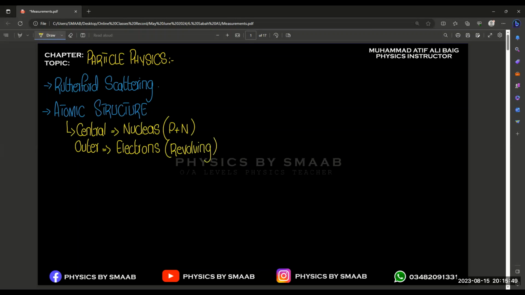So in atomic structure you need to know about this concept, and then you need to know about the charges. You know that proton is positively charged, neutron is the neutral one, and electron is negatively charged, right? Yeah, and neutron has no charge on it. So this is the same concept that we already know.